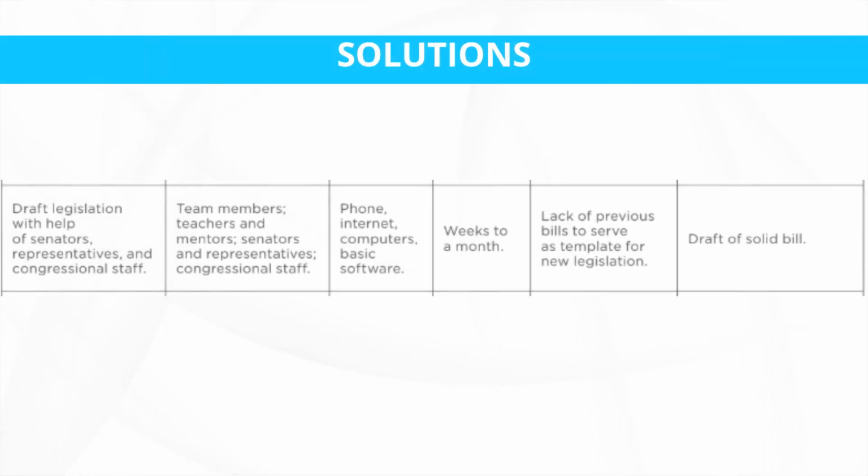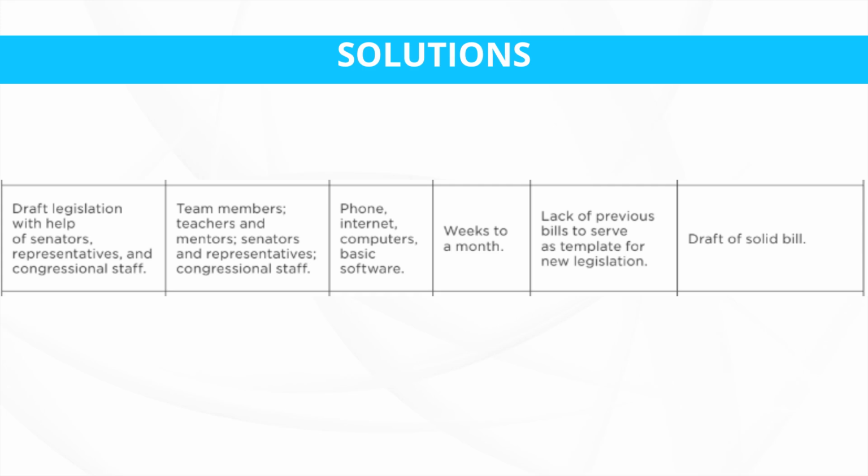So now let's look at the individual parts needed at an action step. So let's go back to action step number 2, where we're drafting legislation with the help of senators, representatives, and congressional staff. The individuals needed for this step are the team members that we're working with, and then the senators and representatives or congressional staff that are helping us to draft this legislation.